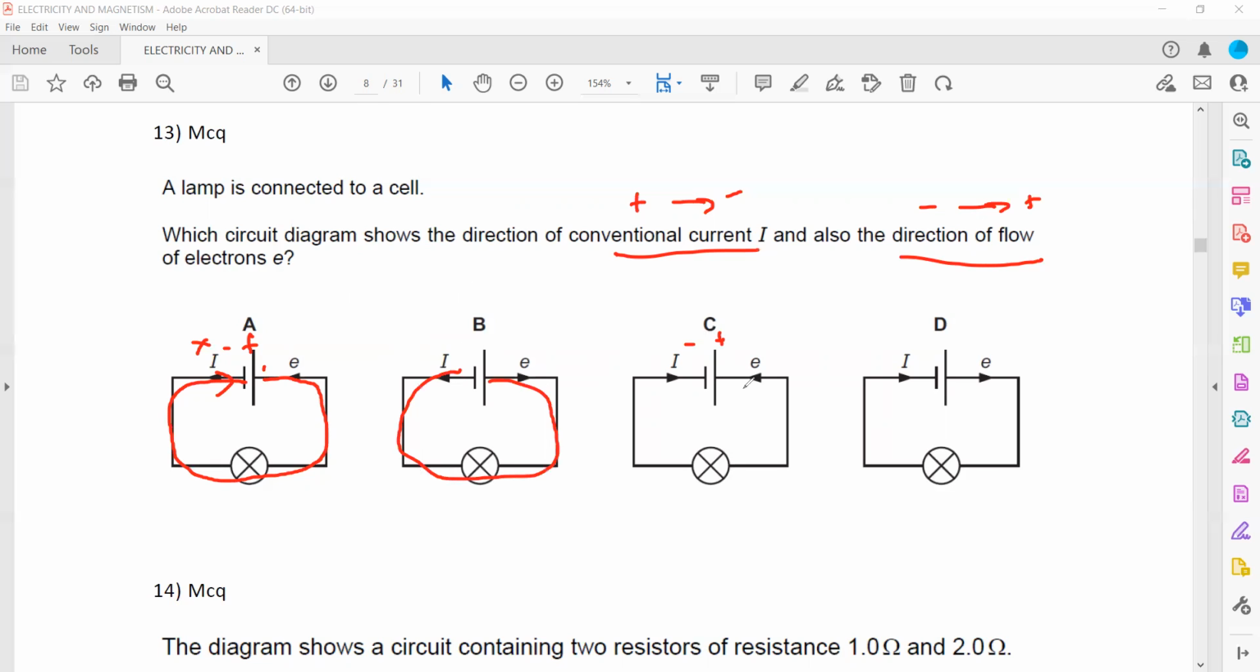When we check, this is positive, negative, so the direction of the conventional current is correct. And when we check, electron flow is from negative to positive. So if the electrons were moving in this manner, they will flow, so that is also correct. So conventional current and the electron flow, both directions are shown correctly. So C is the right answer.